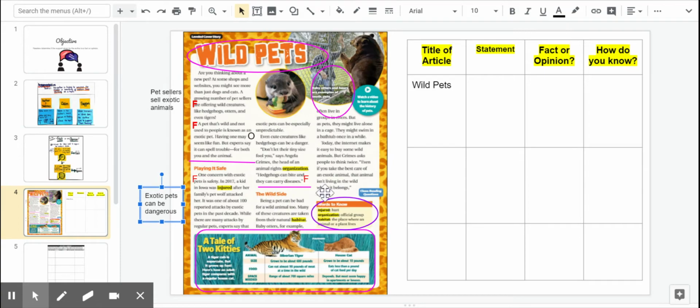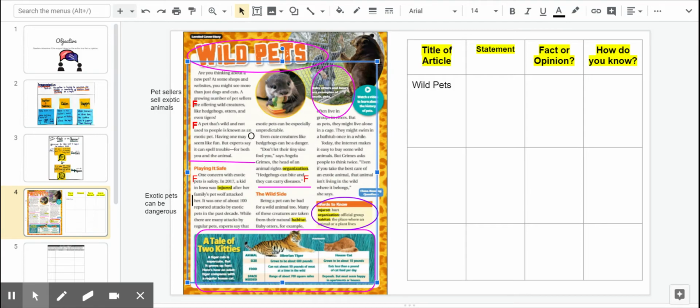Okay, so let's go ahead and keep reading over here where we started the wild side. The wild side. Being a pet can be bad for a wild animal too. Many of these creatures are taken from their natural habitat. Baby otters, for example, often live in groups in rivers, but as pets, they might live alone in a cage. They might swim in a bathtub once in a while. That's kind of sad. Today, the internet makes it easy to buy some wild animals, but Grimes asks people to think twice. Even if you take the best care of an exotic animal, that animal isn't living in the wild where it belongs, she said.